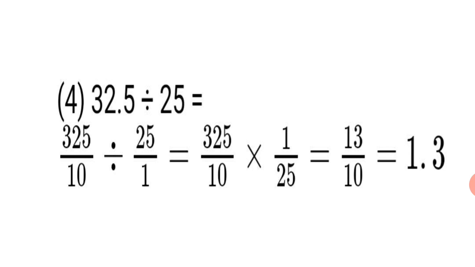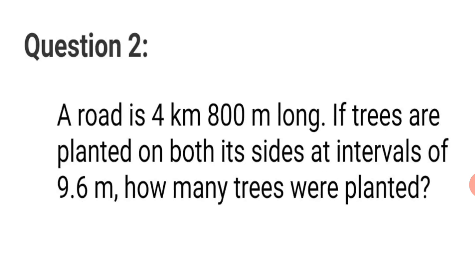Now let's go to question number 2, which is a word problem. A road is 4 km 800-meter long. If trees are planted on both its sides at intervals of 9.6 meter, how many trees were planted? Okay, let's try to understand the question. The length of the road is given, 4 kilometer 800-meter long, and trees are planted on both sides.